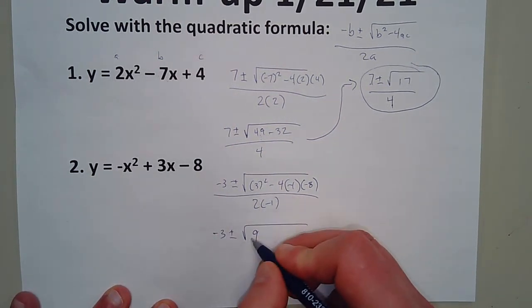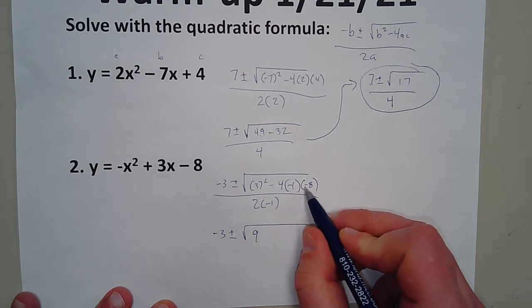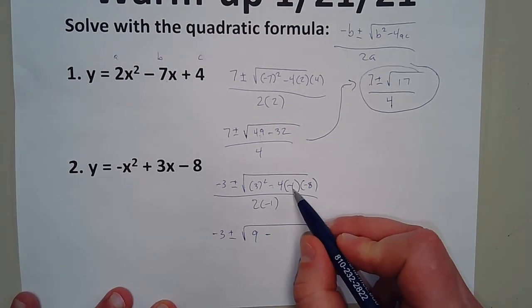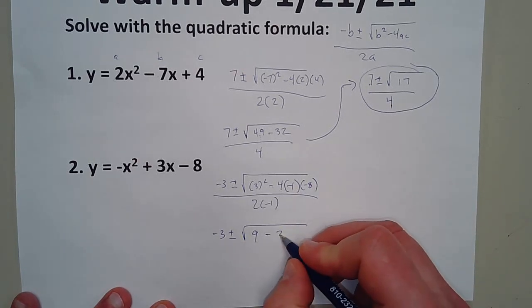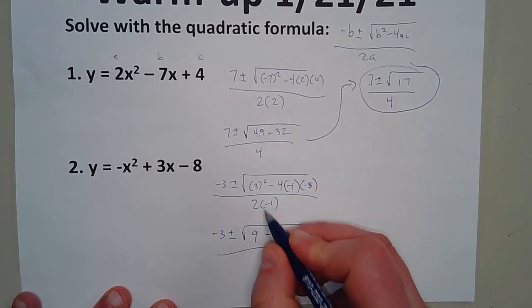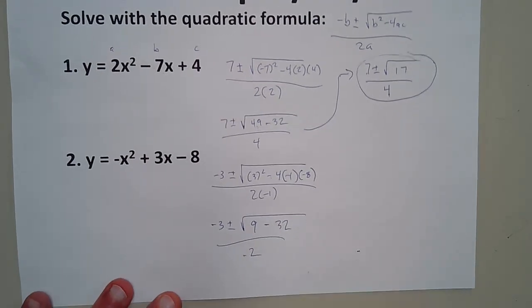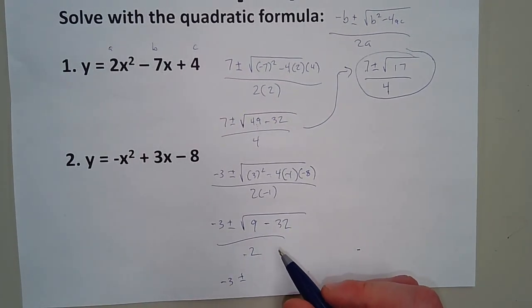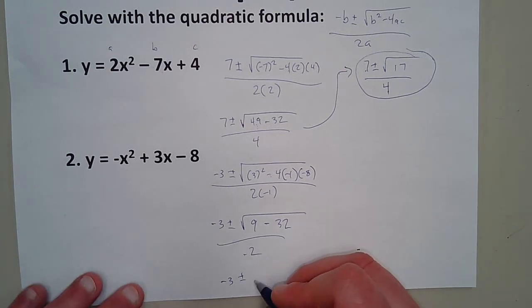So we're going to get 9 because 3 squared is 9. This overall is going to be negative because you've got negative, negative, negative. So 3 of them makes a negative. 4 times 1 is 4, times 8 is going to be 32 again. And we're over negative 2. Okay. So under our root there, 9 minus 32 is going to be a negative number, specifically negative 23.